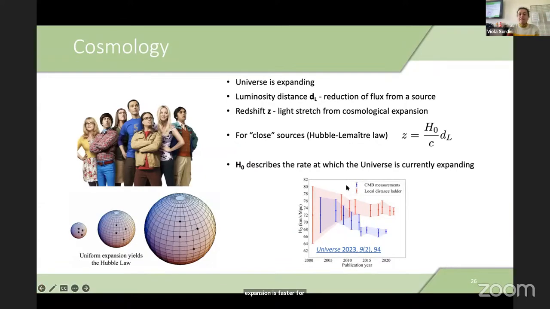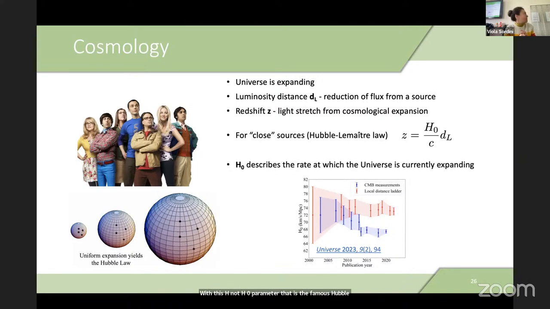So from Earth, if we look at something in the sky, we can measure its luminosity distance. It's the distance that informs you about the reduction of the flux from a source. If the universe was Euclidean and not expanding, this would be the physical distance. But the universe is expanding, so the light that I receive from a source actually stretches, and gravitational waves too. And so we have a redshift, which we call z. For close sources, the redshift and the luminosity distance are related by this law, with this H0 parameter, the famous Hubble constant.